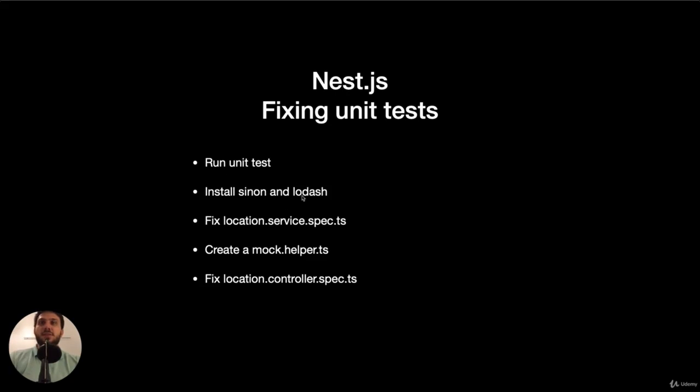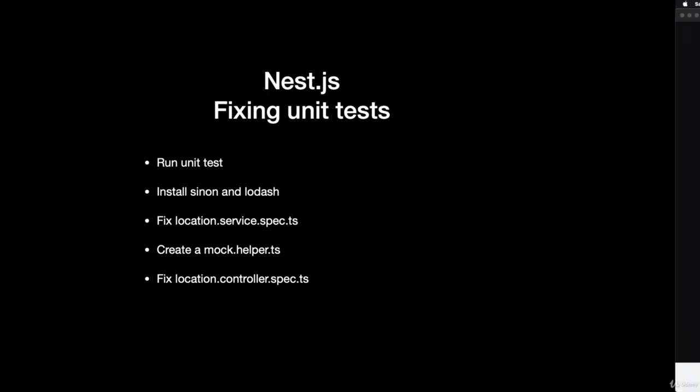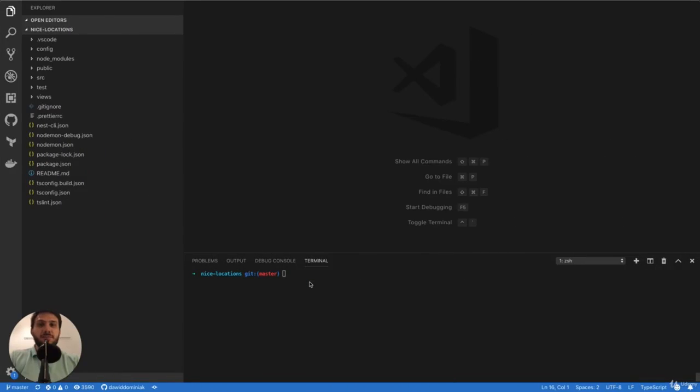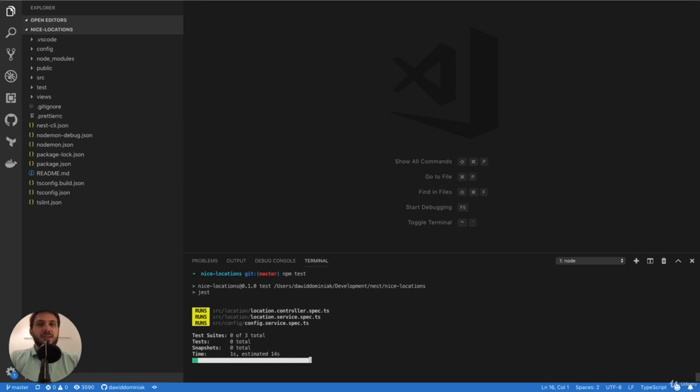I divided this lecture into a few parts. Let's check the agenda of the next few lessons connected with fixing tests. So in the next few lessons, we'll run unit tests, install sinon and Lodash, we'll fix location.service.spec.ts, we'll create a mock helper.ts library, maybe not library, maybe it's just a simple helper, and we'll fix location controller.spec.ts. We'll create a lot of generics that will help us in the next lessons and in the future generally.